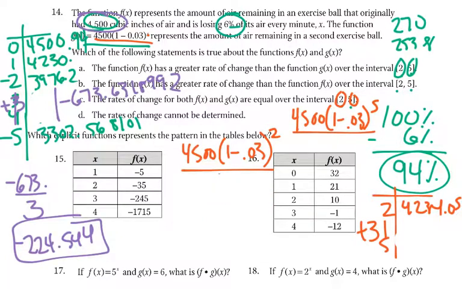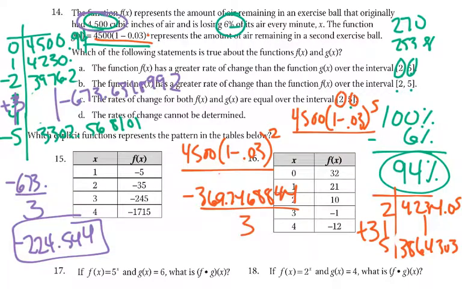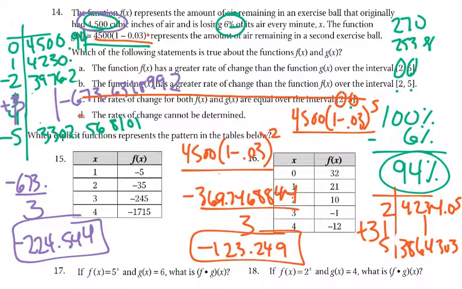Then if I do that one for 5, there we go, that looks better. We get 3864.303116. Now I take this one, subtract that one, giving me negative 369.74688844 divided by 3, and we get negative 123.249 if we round. So, are they the same? Nope. Did we find them? Yep.